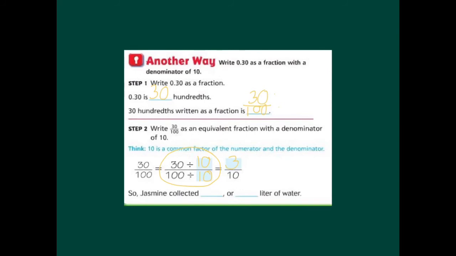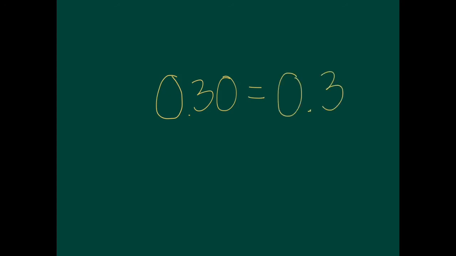Now, 4th grade, the easiest way I see to think about it is like this. Essentially, this equals this. So if you have a 0 or you don't, it doesn't matter. They mean the same thing. So a 0, really, it's just holding a place. 3/10, 30 hundredths, they're the same thing.